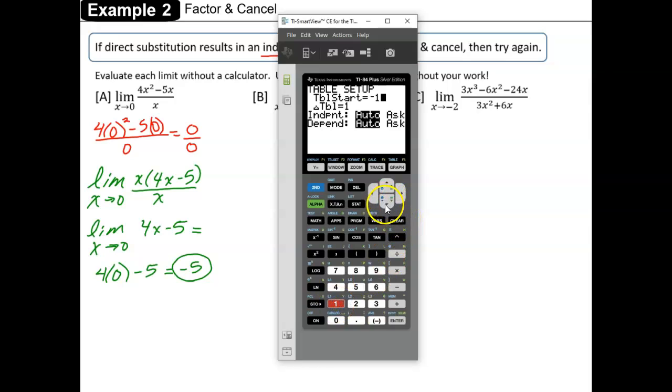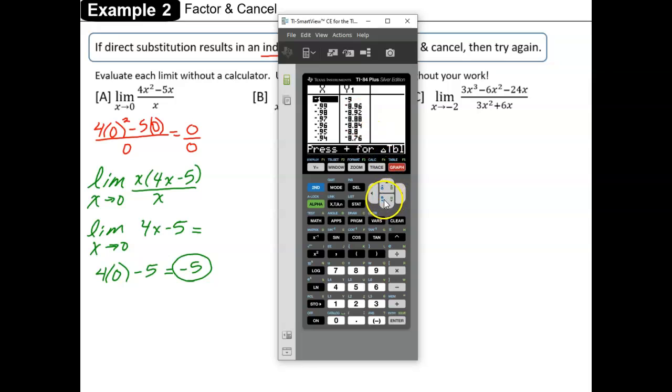And if we change our dimensions for the table setup, let's have our table start at negative 1, and we're going to change the table in increments of, let's do 0.05. Well, actually, let's do 0.01. That'll give us even a little bit more detail. And then we'll take a look at that table.